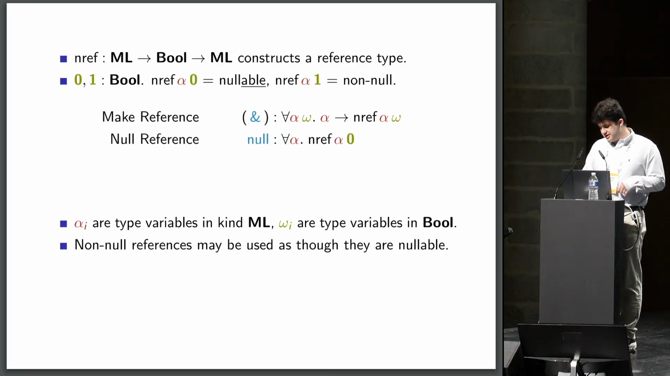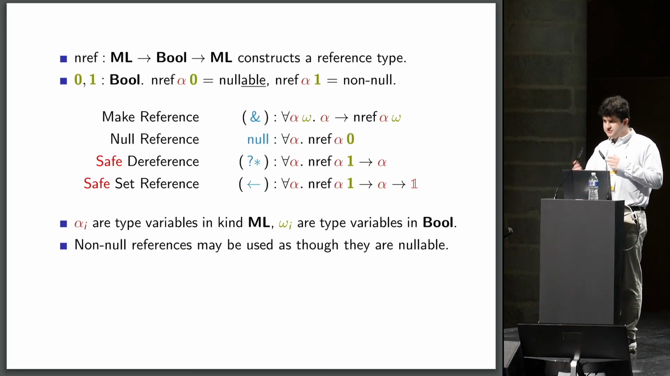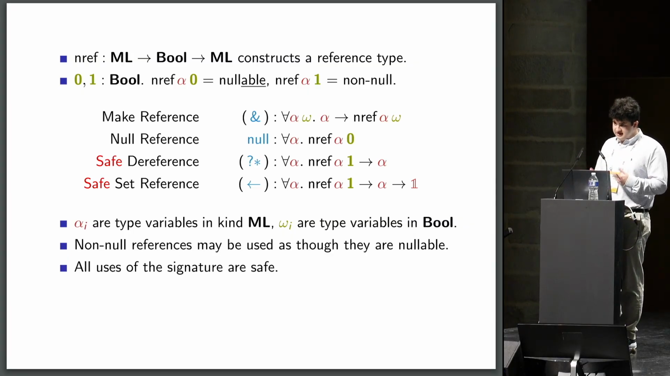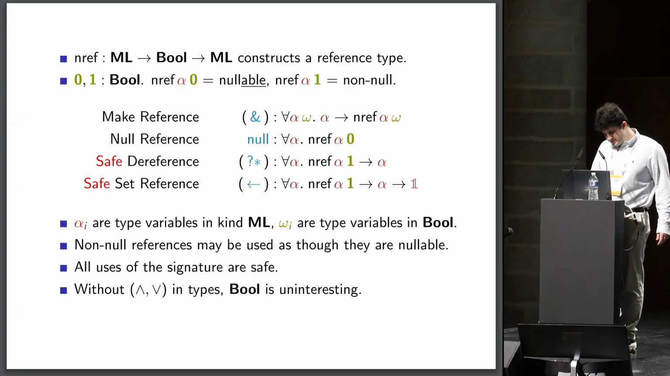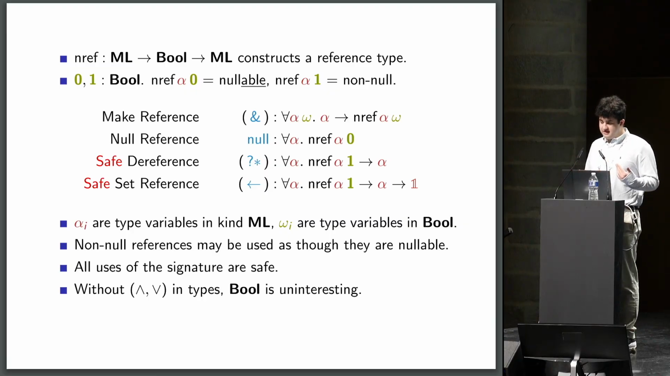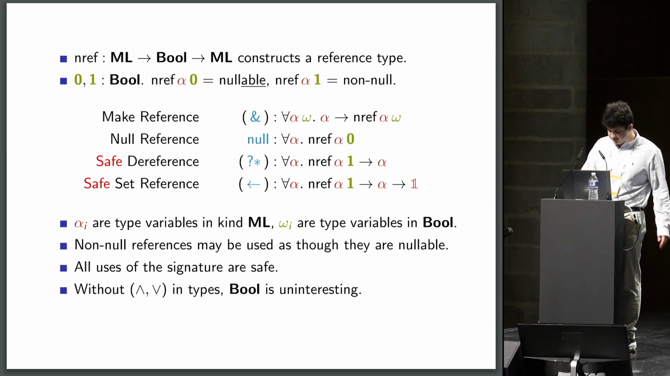Okay, so we have null reference, and we have operations for reading and writing references, right? We enforce that the reference that we're reading or that we're writing to is non-null. That makes it safe. All uses of the signature are safe. You can add an unsafe operator if you want. And so far, everything is syntactic. So everything so far can actually be checked with syntactic unification.